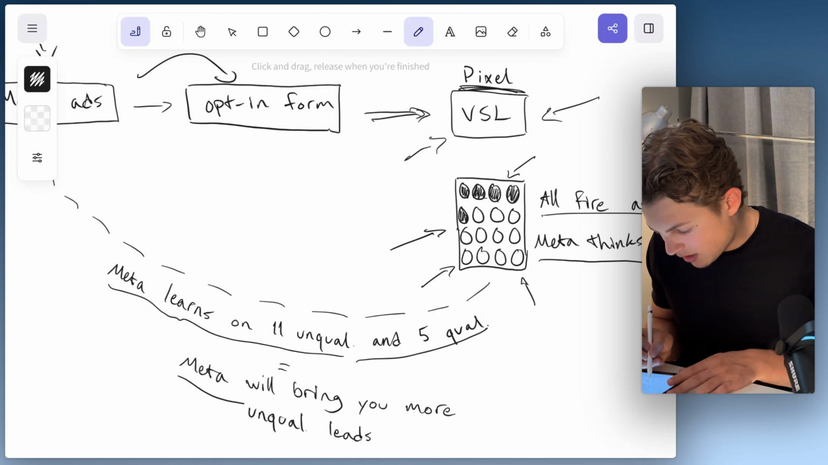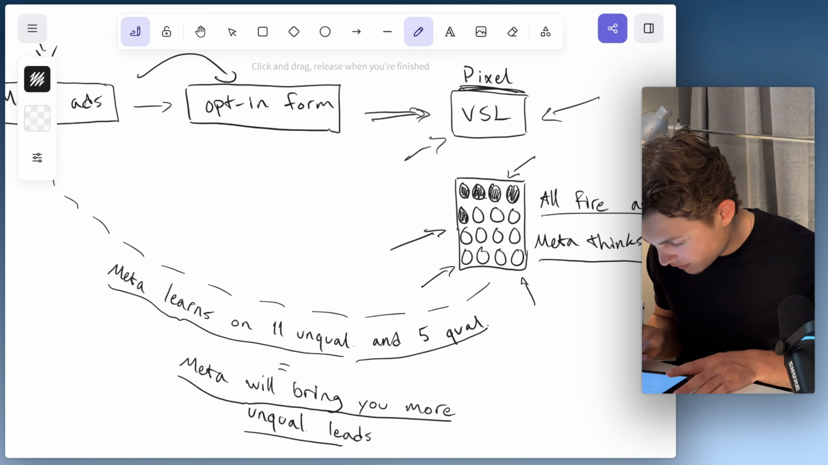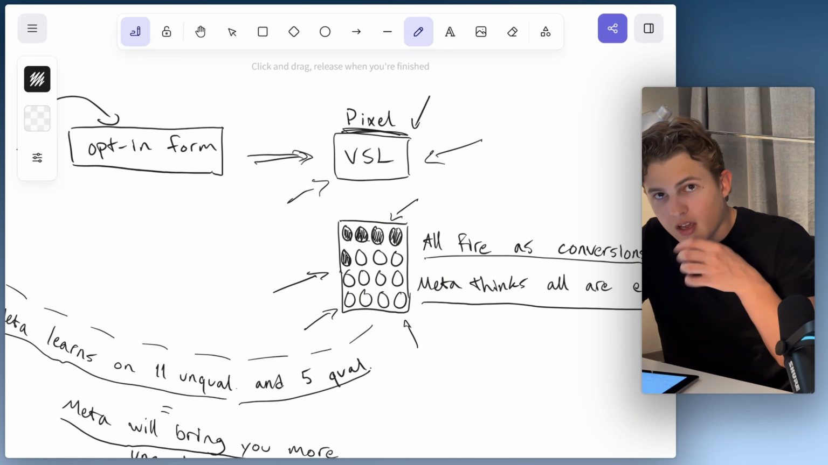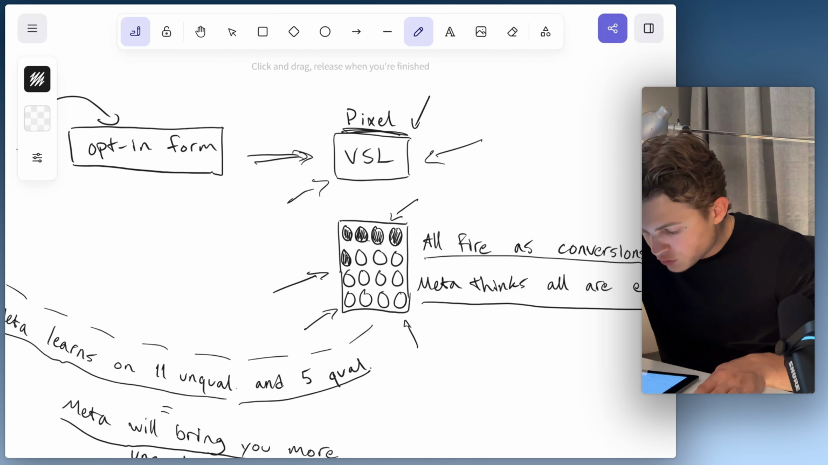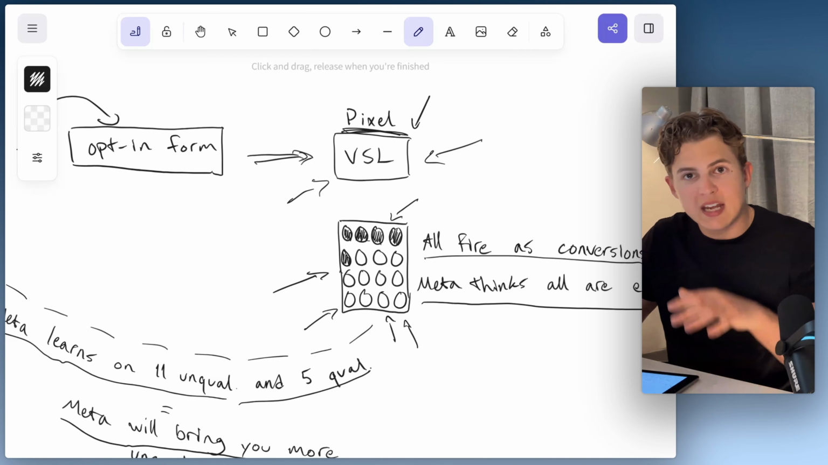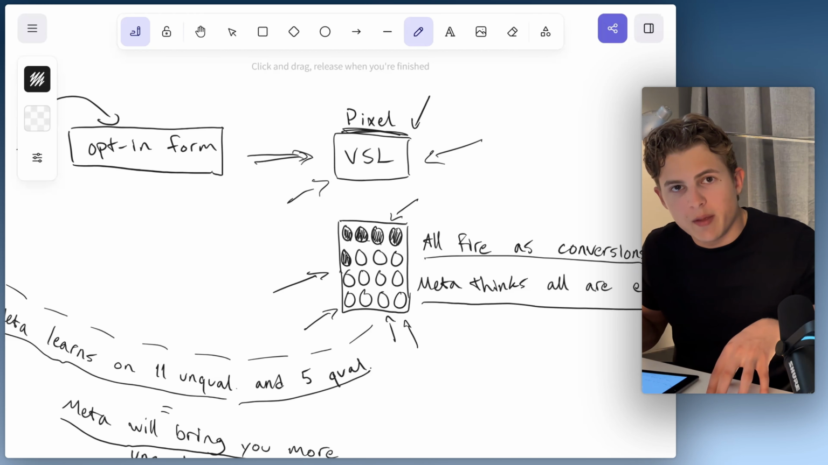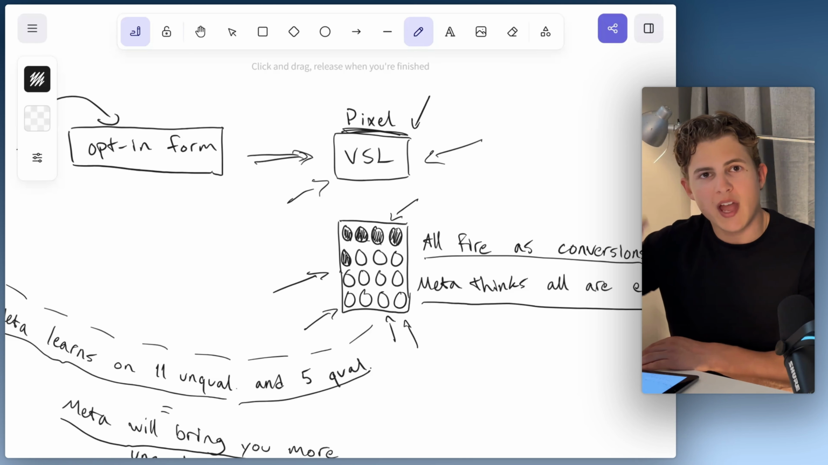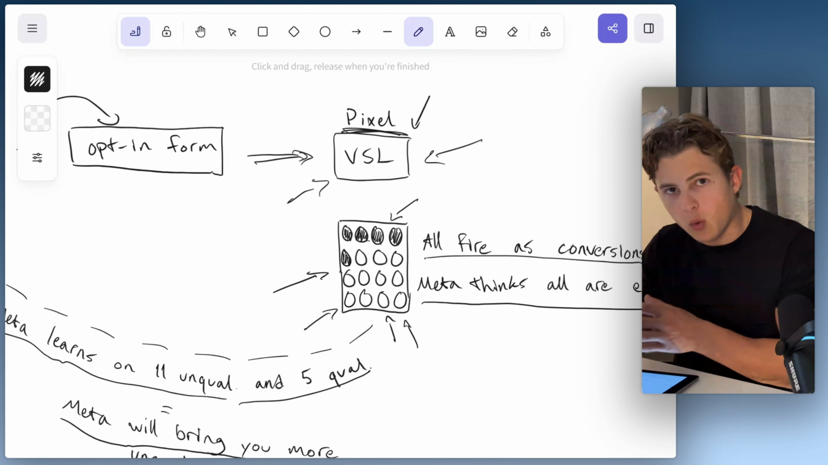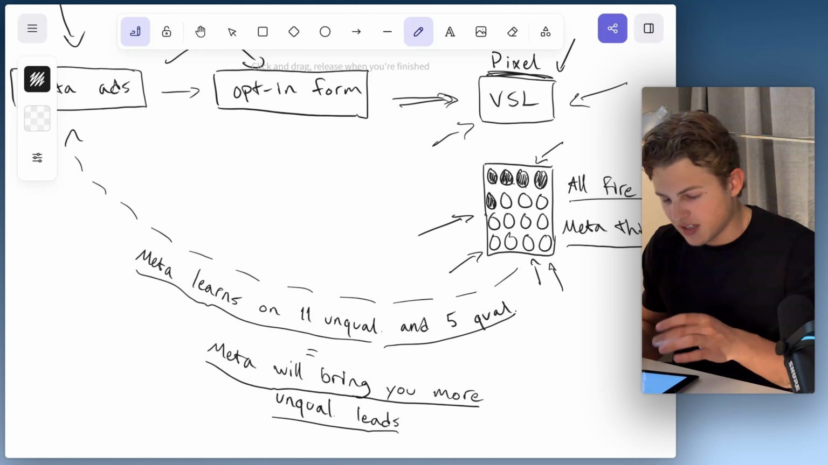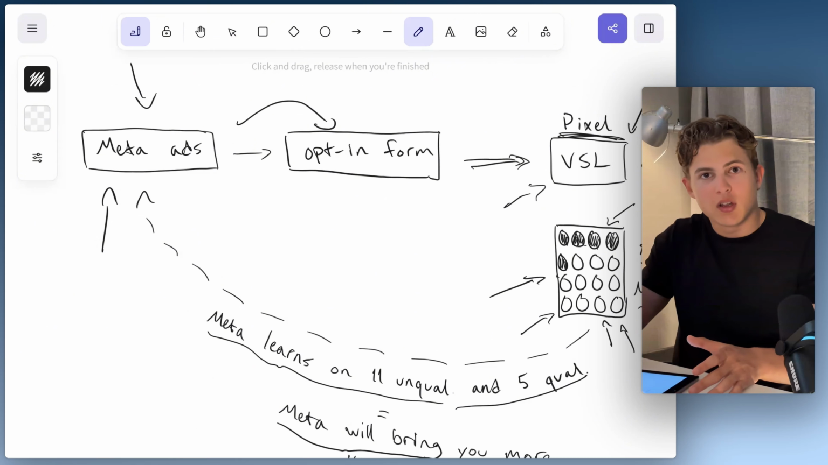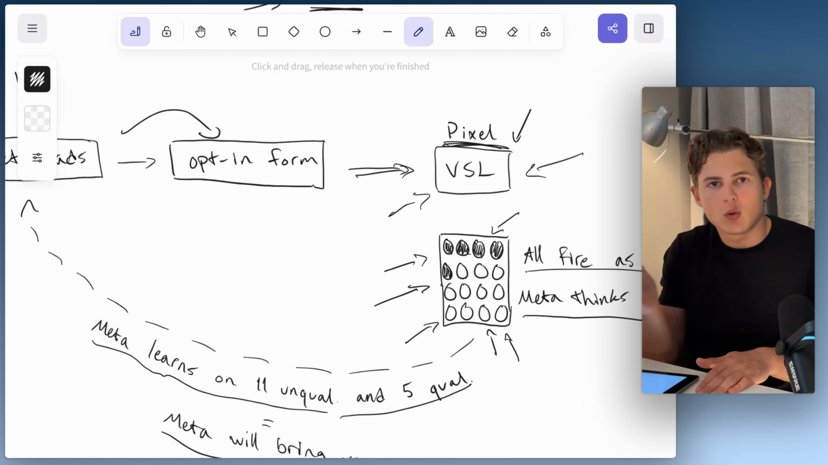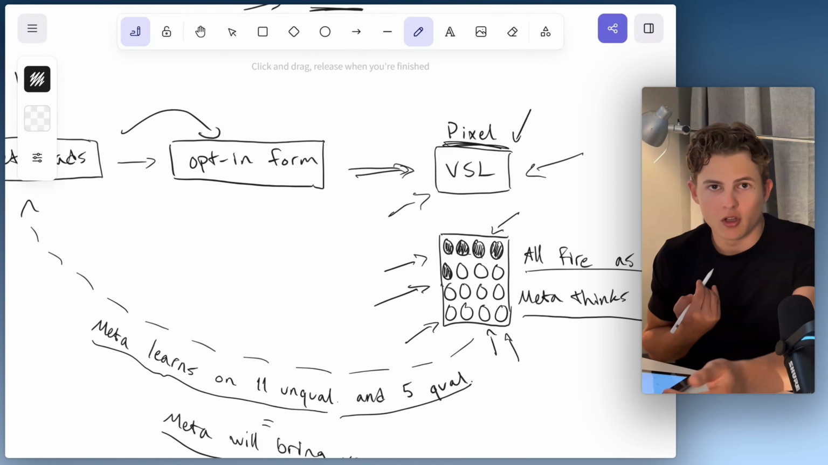And this means that Meta will bring you more unqualified leads. Just think about it. Because everyone goes to the same page, the pixel fires on everyone, Meta will think all of the conversions are equally as good. It doesn't know that 11 of the conversions are unqualified, and only 5 of them are qualified. So Meta will get more feedback about the unqualified ones, so your ad algorithm will be taught more on unqualified ones than on qualified ones. That means that your ads will be shown to unqualified leads because it's trained on the unqualified ones. So no wonder you get all these unqualified leads. Well, it's because your ads are being shown to unqualified leads.